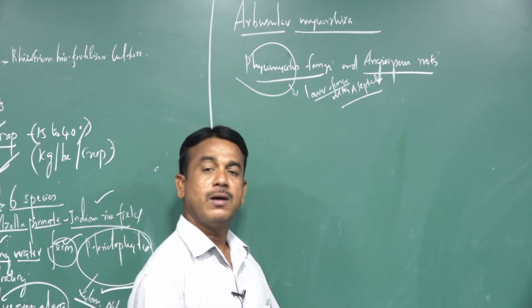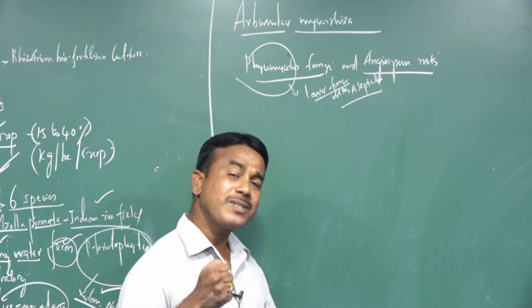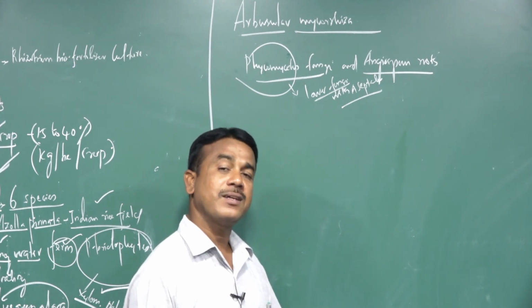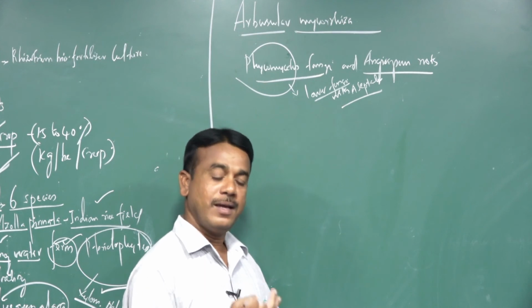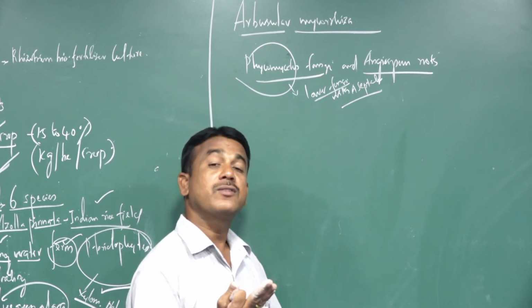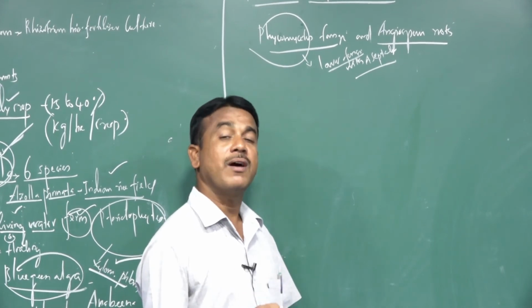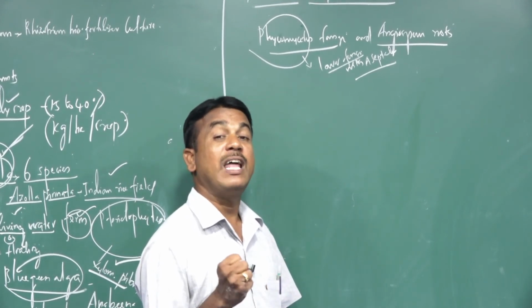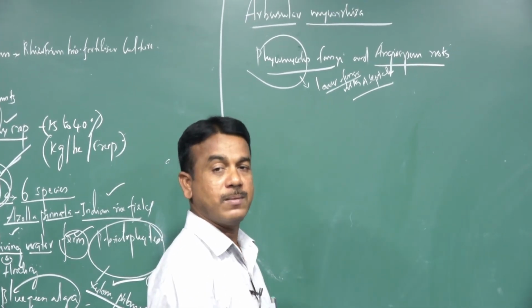Arbuscular mycorrhiza can provide the ability to strengthen plants against pests, against disease, against different kinds of weather conditions, and it is also responsible for improving water availability. Those are the things commonly attributed to arbuscular mycorrhiza.